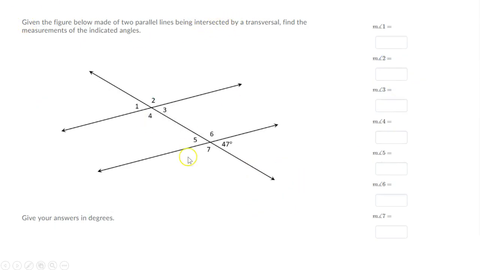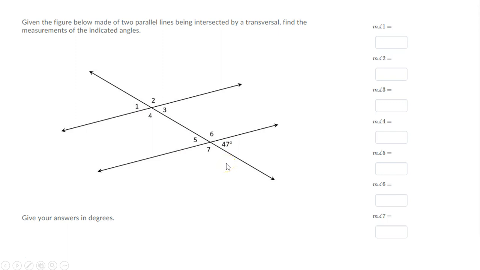For this here, you're given two parallel lines intersected by a transversal. You can see that these are the two parallel lines, and a transversal would be intersecting them. With that in mind, I want you to figure out the measurement of all angles 1 through 7, given that this angle down here is 47 degrees.